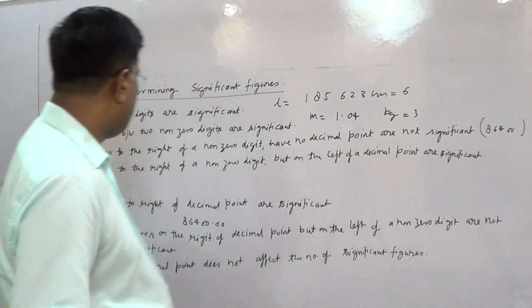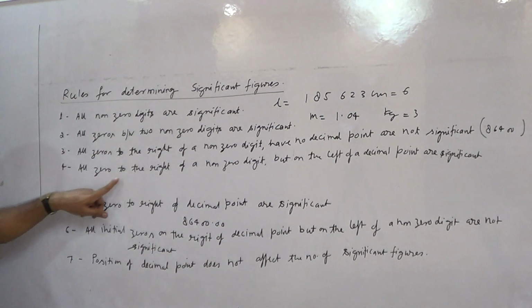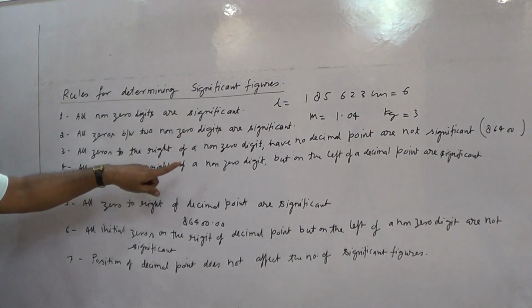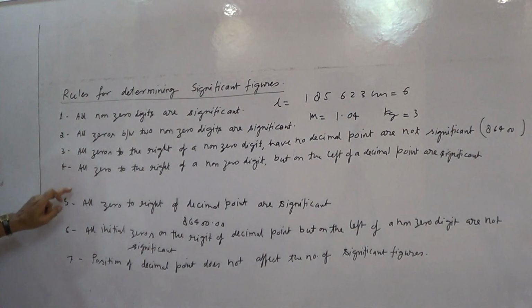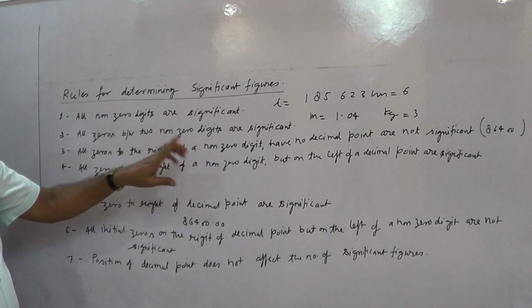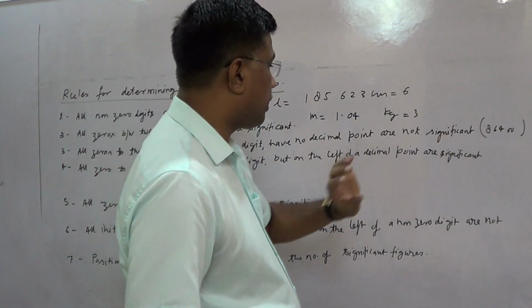Now, see, students, the fourth rule: all zeros to the right of a non-zero digit. Students, I will explain this 4 and 5 simultaneously so that you can understand properly. Otherwise, you can get confused. So read this 4 and 5 simultaneously with me. The first one is: all zeros to the right of a non-zero digit, but to the left of the decimal point, are significant.